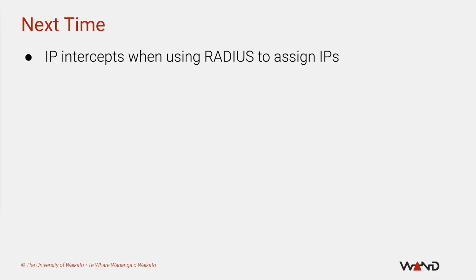And that brings us to the end of another short lesson. Now that you are familiar with IP intercepts for static address assignment, our next chapter will introduce you to interception for targets with dynamically assigned IP addresses, using RADIUS as an example.